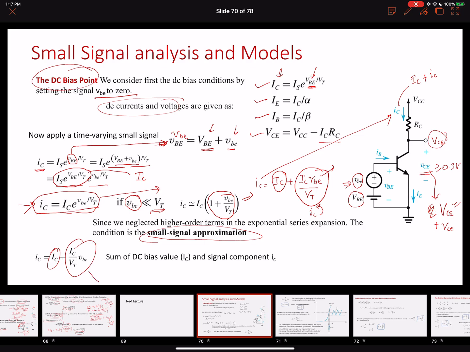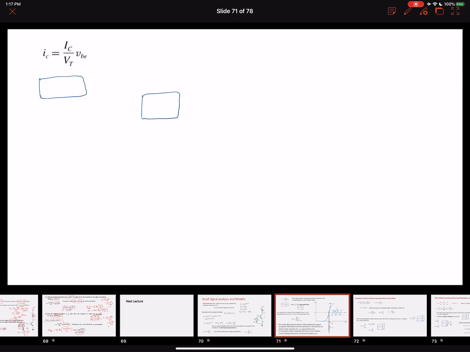Okay, so let's discuss this time varying collector current in more detail. Our time varying ic is IC over VT times VBE, the signal component. Now if I look at this equation closely, this equation relates the changes in the input voltage, base to emitter, which is applied at the base to emitter, superimposed on the biasing VBE voltage, will produce corresponding changes in the collector current represented by ic. Again, this is superimposed on the DC value of the collector current IC.